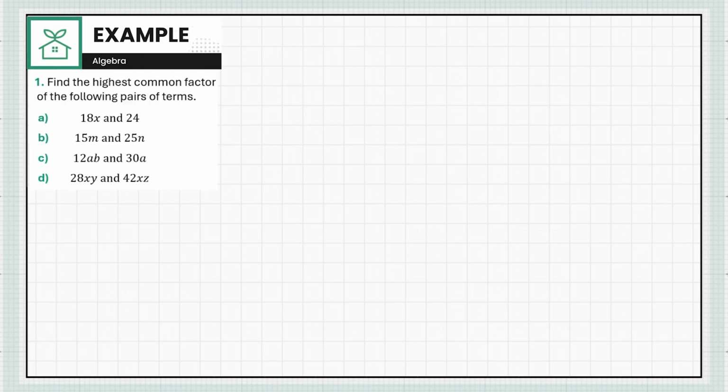Alright, welcome back. Now we're going to be looking at how we can find the highest common factor between some algebraic terms. So let's start out with our first one, A. Our first one, A, we have 18x, and then we have 24.